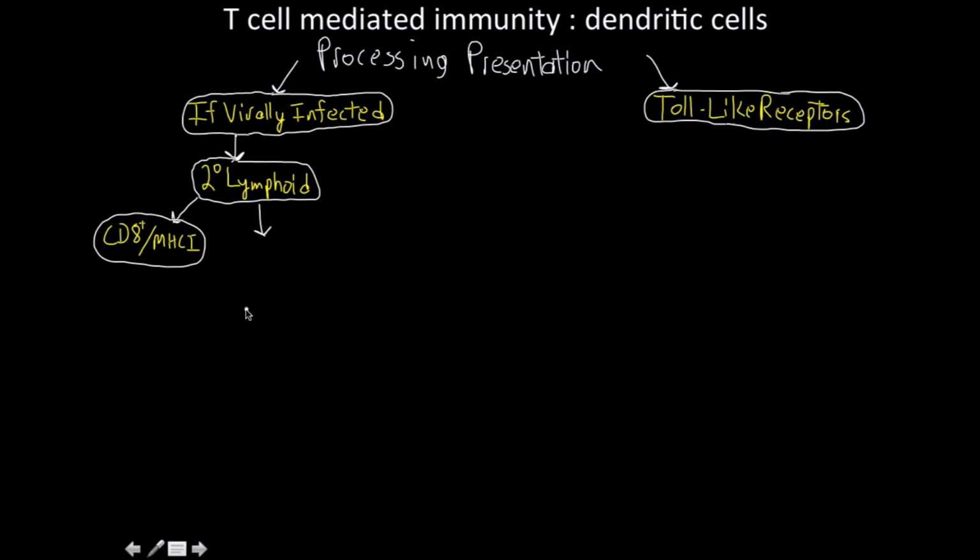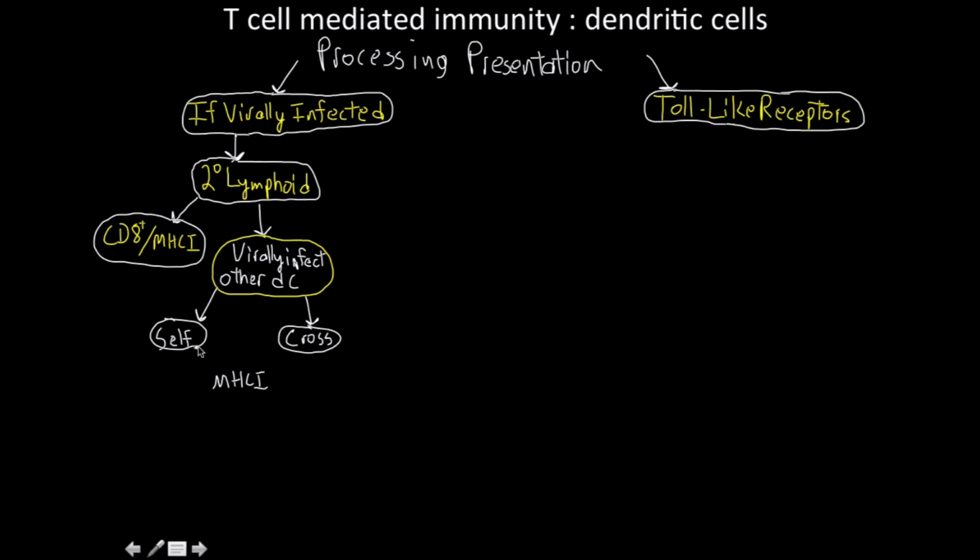But let's say that it doesn't make it all the way to interact with this, that it dies before it can do that. Then what will happen is it will put itself in close enough proximity to virally infect other dendritic cells. I'm just going to say DCs for that. And then from this process, we can either get the presentation of self-peptides through the MHC, or we can undergo cross-presentation. Obviously, this is all about the MHC type 1. But these guys are extremely efficient at antigen presentation, be it MHC type 1 or MHC type 2. And we'll talk about later why they're just so good at that.